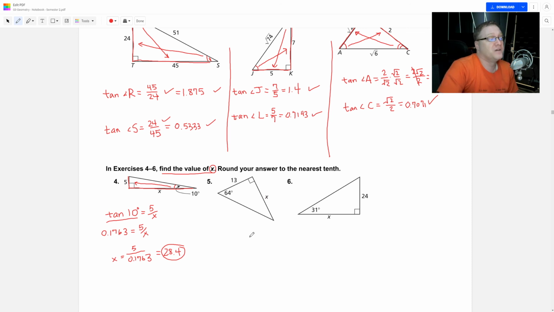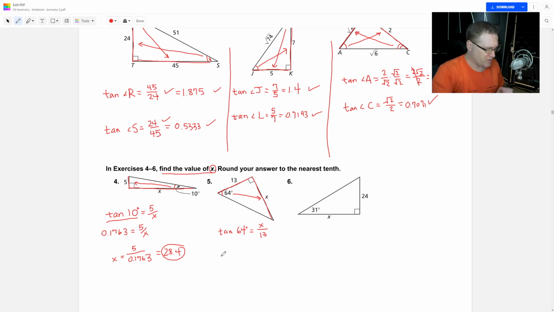All right, so let's do it again. For this one we need to find x, and they tell us that this angle here is 64. Well, x is the opposite leg, right? We have this leg and we have this leg. So that means the tangent of 64 degrees is going to equal the opposite, which is x, over 13, the adjacent leg.